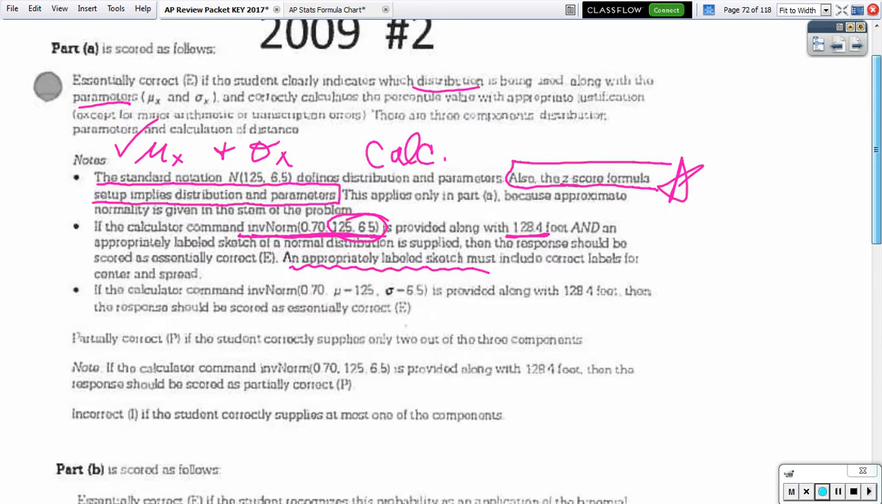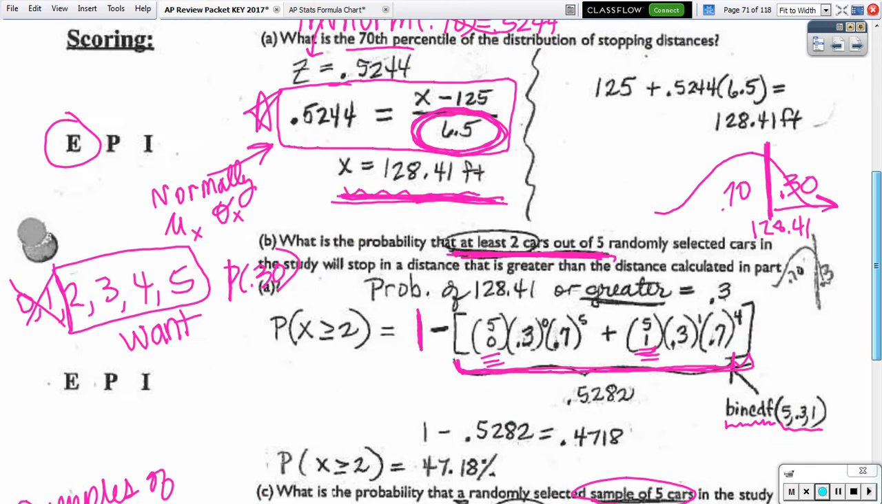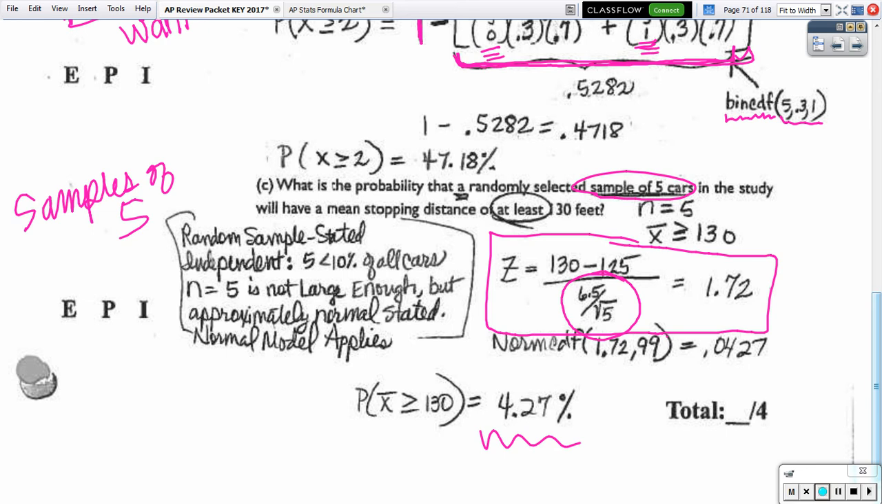So if in this case you did not give the random, independent, and large enough, but it stated that it's approximately normal and clarified that this distribution is approximately normal, then you got a P. So isn't that interesting how they said the z-score formula counted as distribution also on part A, but not on part C. And here, in a nutshell, is why.